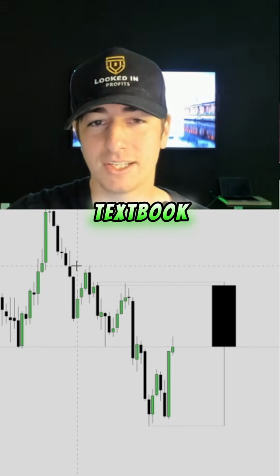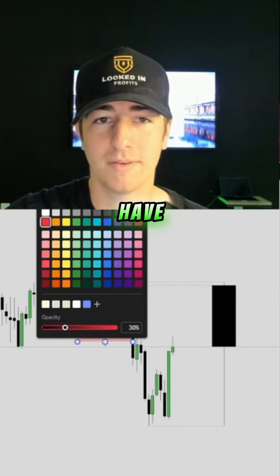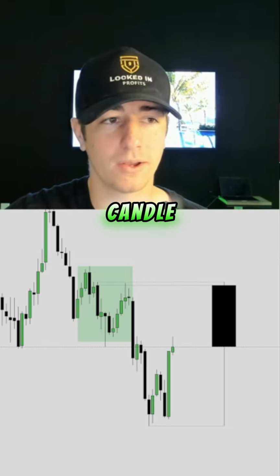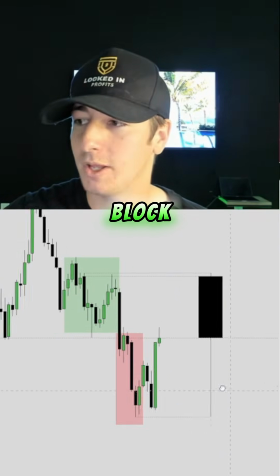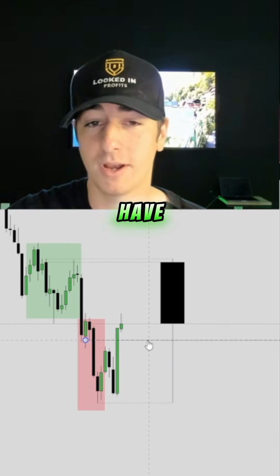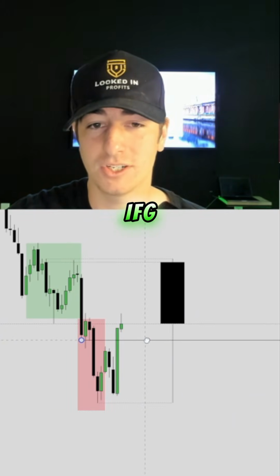So right here we have a textbook PO3 play. We have our accumulation right before the 4-hour candle opens. We have our manipulation into a higher time frame order block, putting in the low of the 4-hour. And then we have our entry confirmation, which is an IFEG right here.